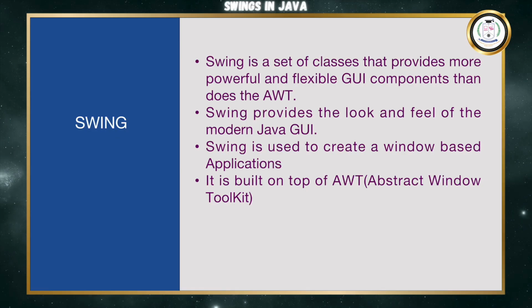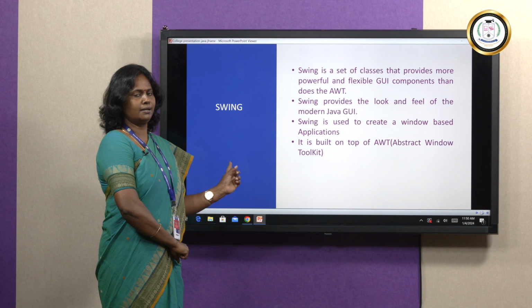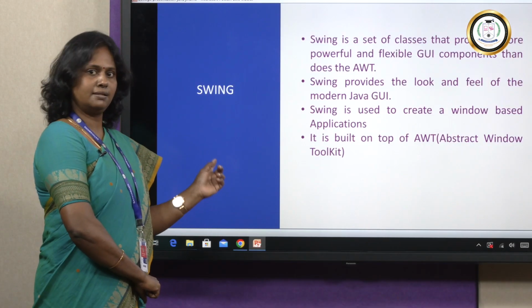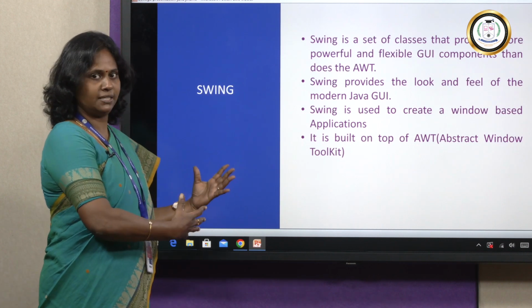What is Swing? Swing is a graphical user interface. So what is the meaning of graphical user interface? For example, if I touch the screen, it is moving. So I am a user, and I can graphically touch the screen and it moves. Whatever I want to do, I can perform with the window.